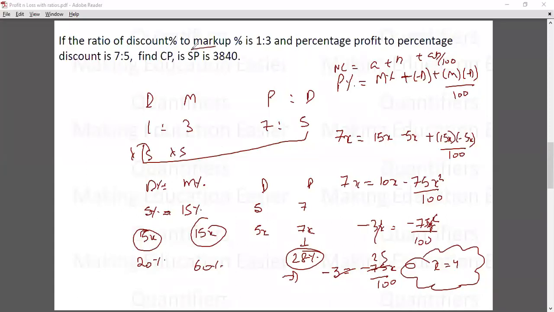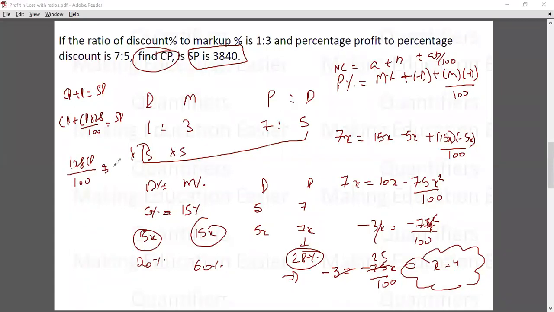अब मुझे दिया हुआ है SP is 3840 and मुझे CP फाइंड करनी है. I know cost price plus profit is selling price. Profit है कितना? Profit है 28%. यानी कि cost price plus cost price का जो 28% है, this is equal to selling price, which means 128% of cost price is equal to selling price, which is nothing but 3840. So from here, cost price is nothing but 3,000. This is how you solve this.